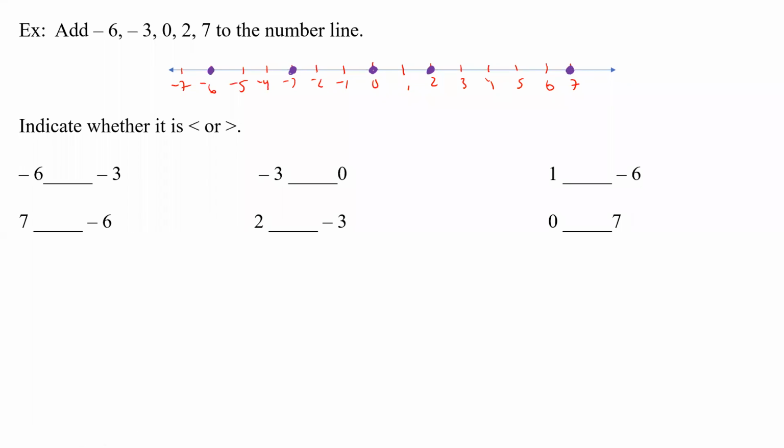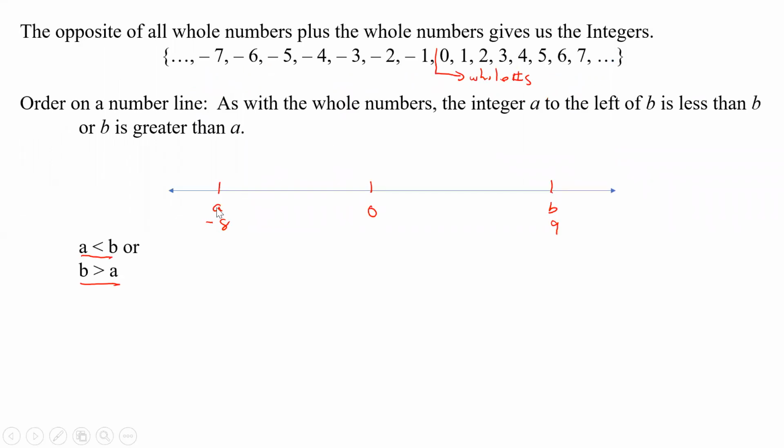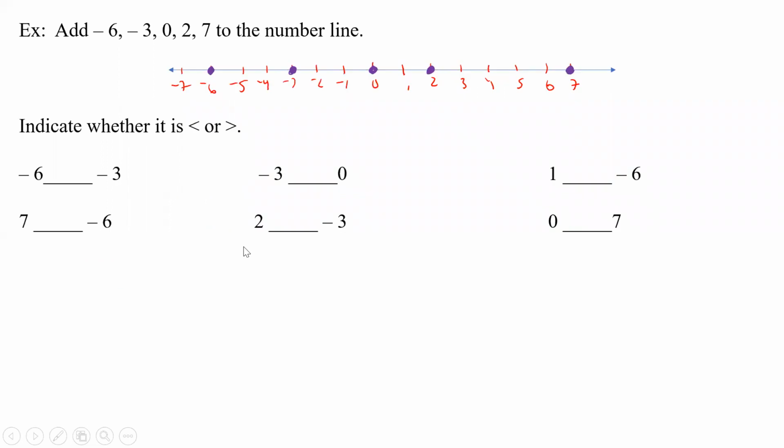All right, so now we've got those plotted. Now we use them and think about what we said over here. If a is to the left of b, then a is less than b, or b is greater than a, depending on how you want to say it. So negative 6 and negative 3. Negative 6 is here, negative 3 is here. This is to the left of this, so negative 6 is less than negative 3. What about negative 3 and 0? Again, negative 3 is to the left of 0, so that's going to be less than.